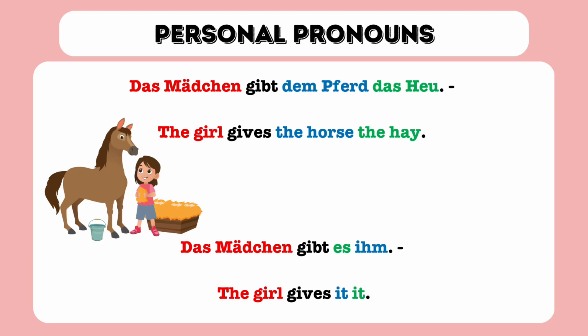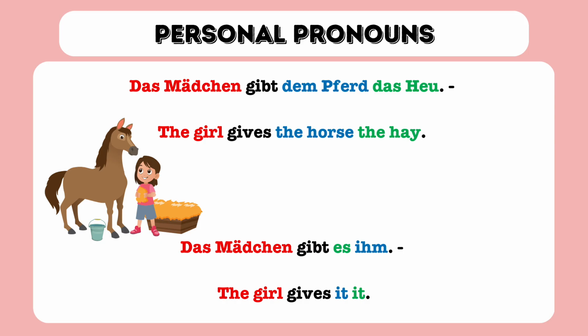Das Mädchen gibt dem Pferd das Heu. The girl gives the horse the hay. The horse is receiving the hay, which makes it the indirect object and therefore dative. Das Mädchen gibt es ihm. The girl gives it to him. You'll notice I switched the green and the blue this time. That comes up for a rule that I'm about to teach you.